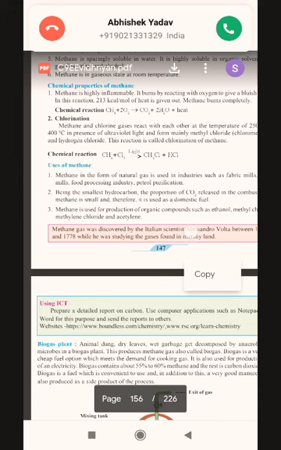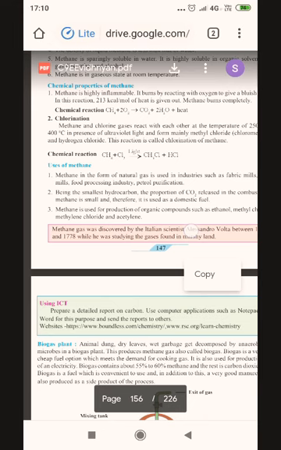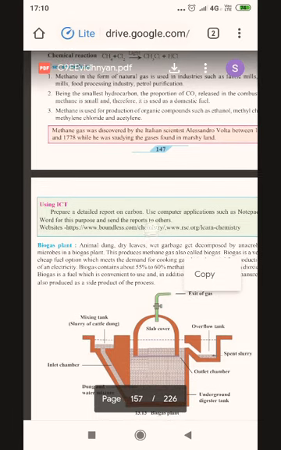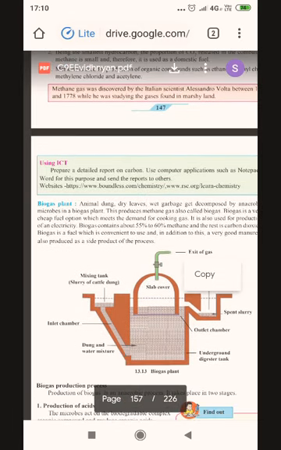Methane gas was discovered by the Italian scientist Alessandro Volta between 1776 and 1778 while he was studying the gases found in marshy land. Now we are going to discuss the last part of this lesson, that is the biogas plant.